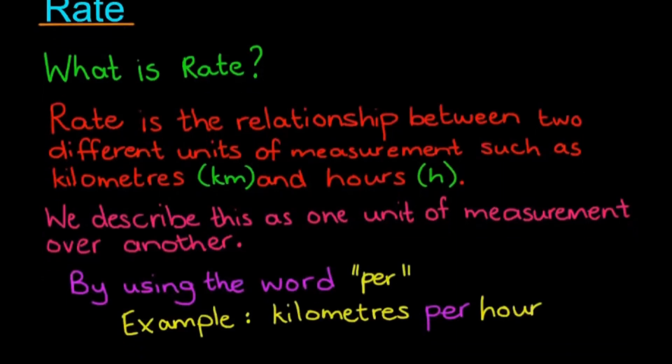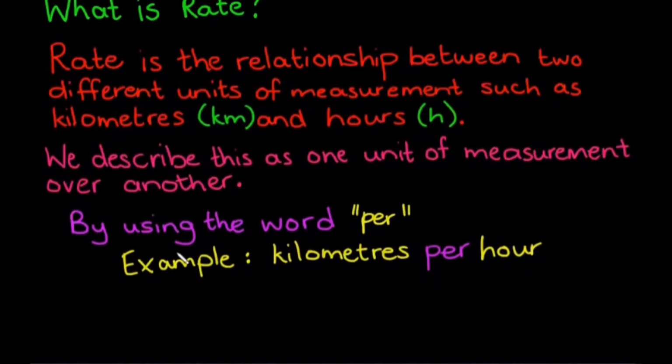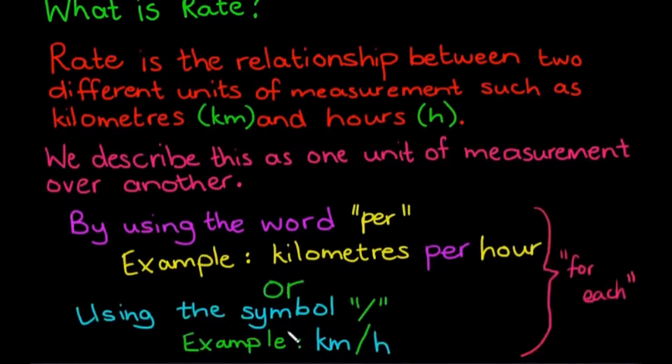We use the word per, for example, kilometers per hour, or using the symbol, the /, also means the same thing. Both of it means that for each. So for each kilometer, there's a specific number of hours that it travels. So remember, we're talking about the relationship between two different quantities or two different units of measurement.